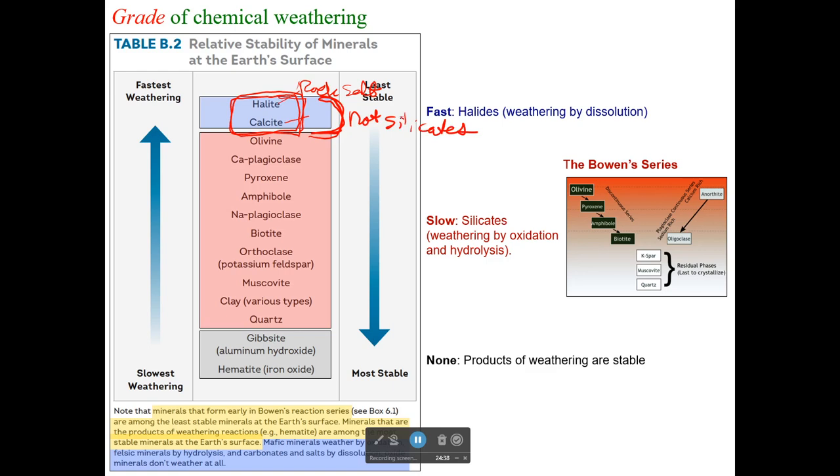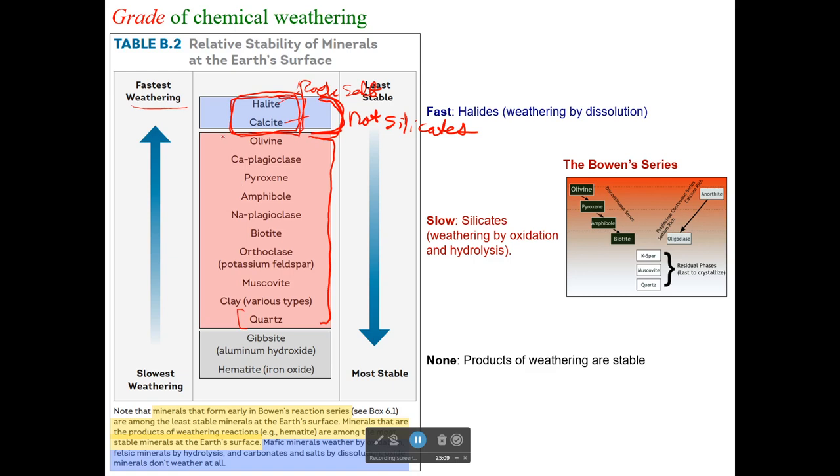Rocks or minerals that are not silicates are typically much softer than those silicate molecules, okay? Silicates are pretty tough minerals. Now, I want you to notice something pretty cool about your minerals that are more susceptible to faster weathering versus slower weathering, and less stable versus more stable down here.